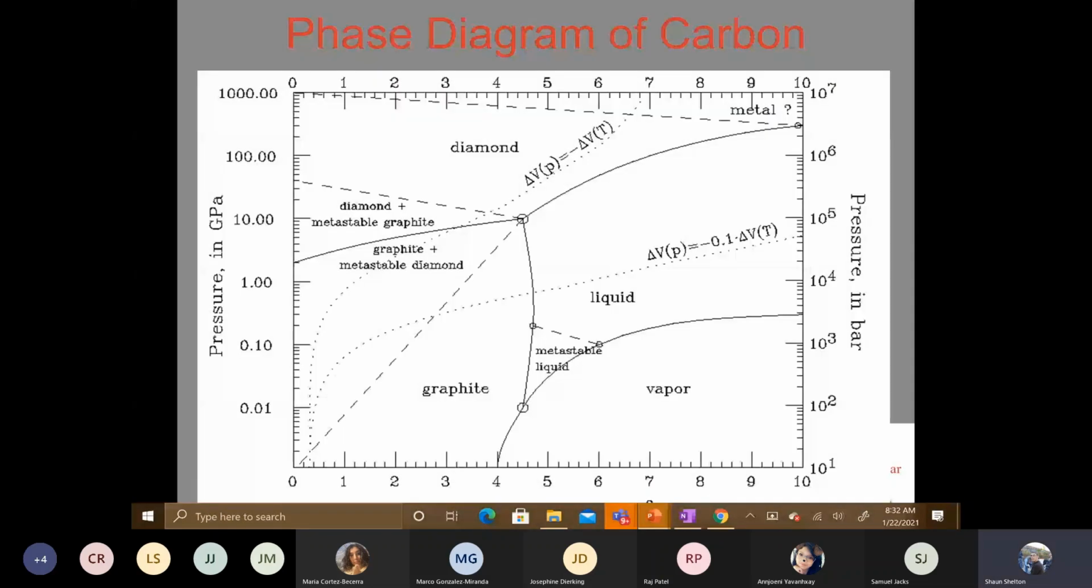So another phase diagram. This phase diagram is a little bit more involved than the CO2 was. This is the phase diagram of carbon, first of all. And carbon has two solid phases, graphite and diamond. It also has a liquid phase and it has a gas phase. So what I want you to understand here is that there are two triple points found in this phase diagram.